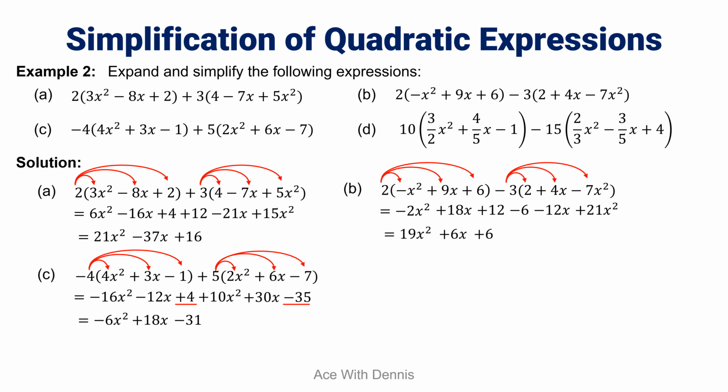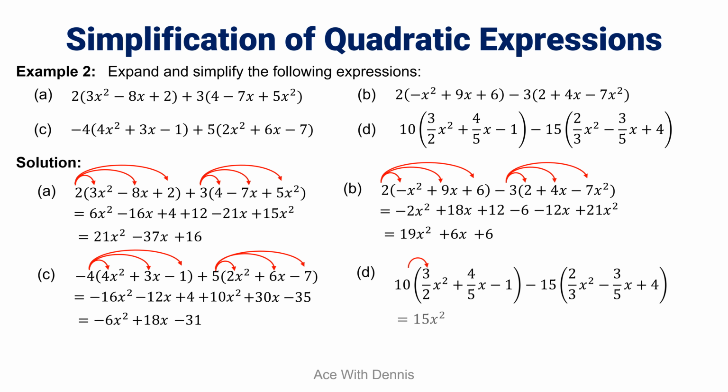For D, apply the same rule again, even though there are fractions here. So start with 10 times 3 over 2 x squared, we get 15x squared. 10 times 4 over 5 x, we get plus 8x. And 10 times negative 1, we get negative 10.